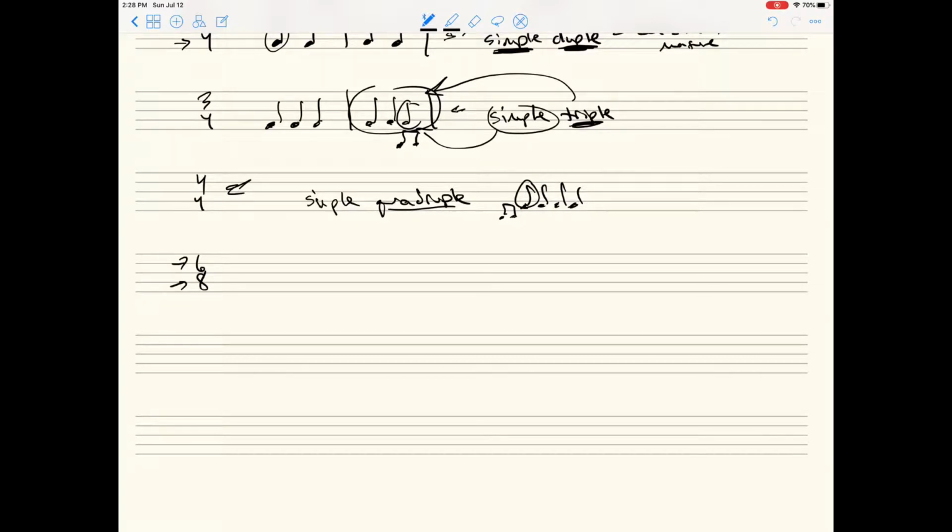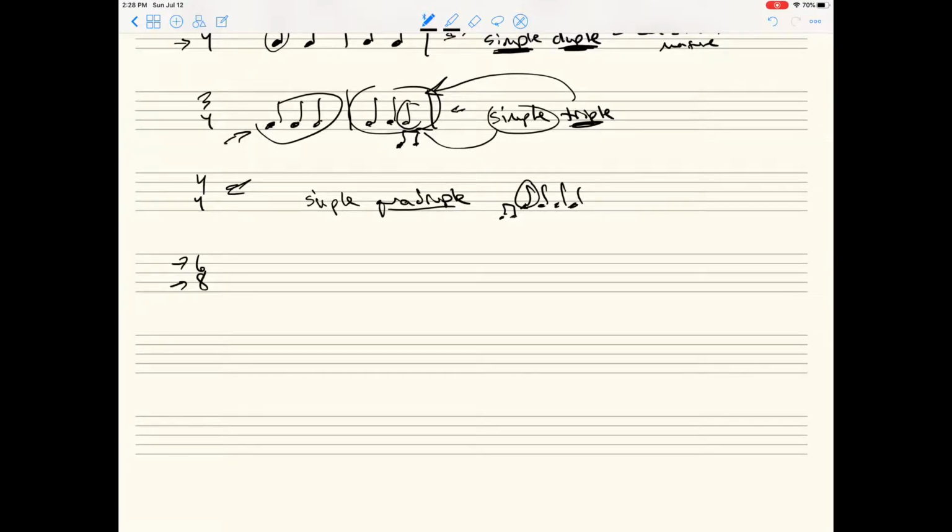But hang on a second. Look at this. Look at this measure. This is also 6 eighth notes. It's equal to 6 eighth notes, I should say. So what is the difference between 3/4 and 6/8 if they have the same number of beats in each measure? What's different is how we divide the basic beat.